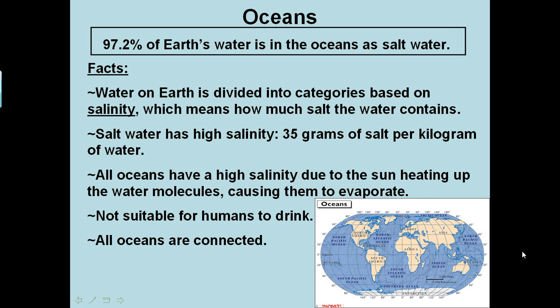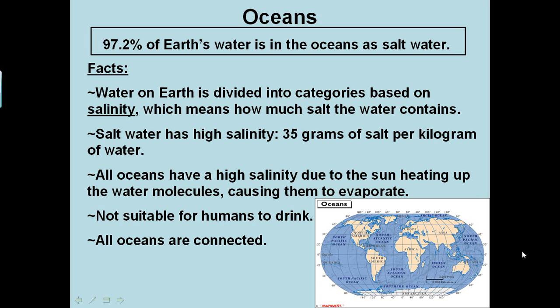The next fact is all oceans have a high salinity due to the sun heating up the water molecules, causing them to evaporate. So in the oceans where there's salt water, thinking back to our last lesson with the water cycle, the sun heats the water, it evaporates into the air, but the salt stays behind in the ocean. So the salt does not evaporate, causing the oceans to have a high salinity.